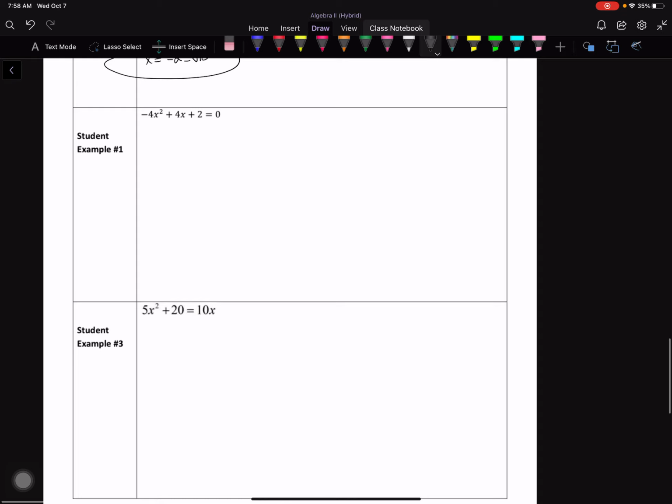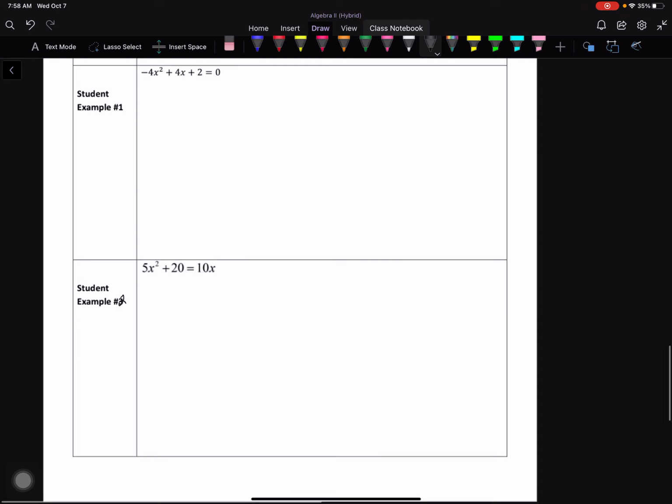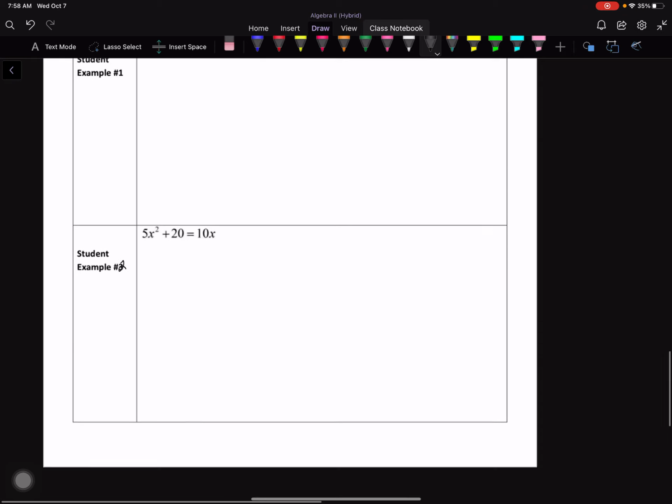Well, apparently we can't count. Let's do an example number 2. There's 2 examples for you to give a try on your own, and that's it.